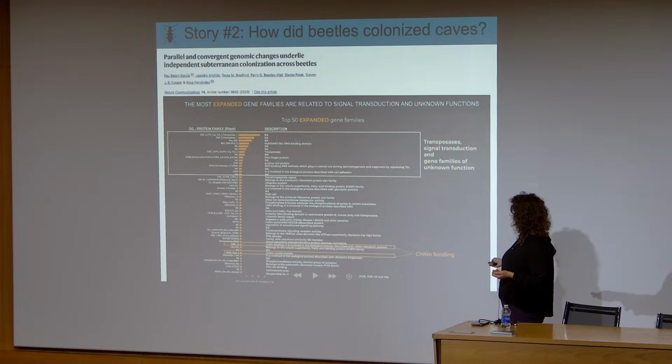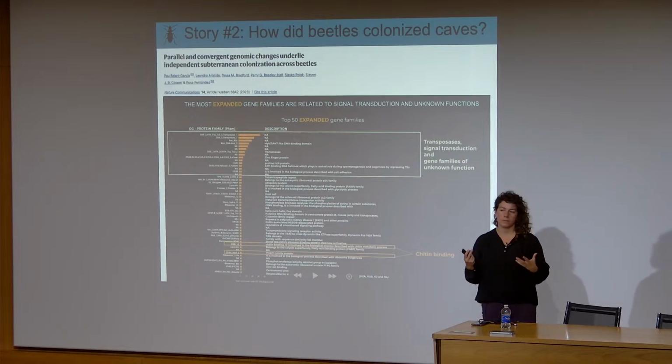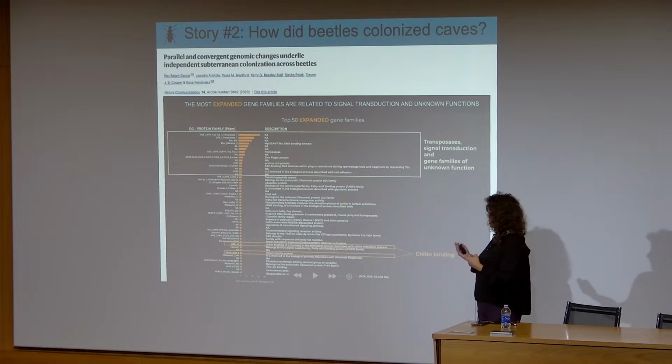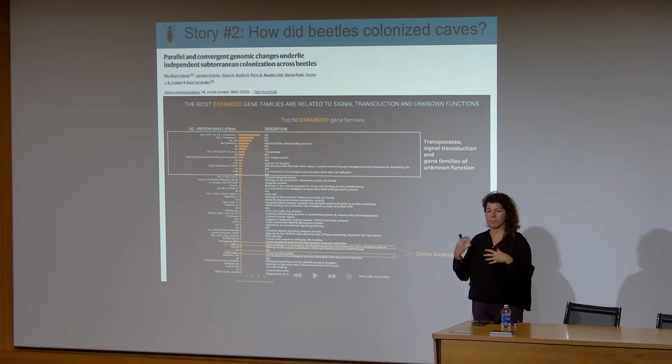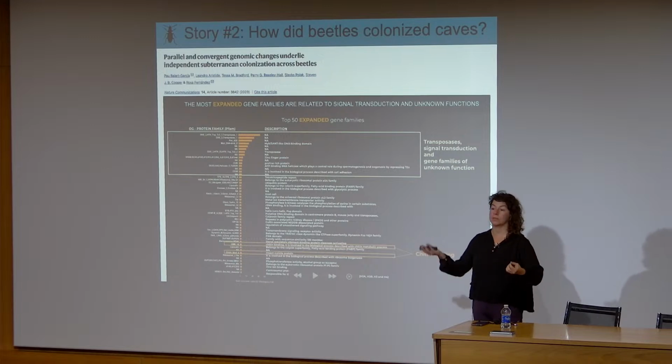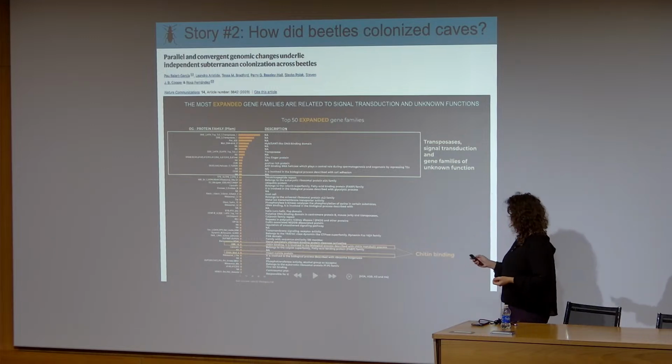And we also saw chitin binding. So this is telling us that, for example, the gene repertoire that was involved in the cuticle was completely reshaped through gene loss on one side, but also gene gain on the other side.